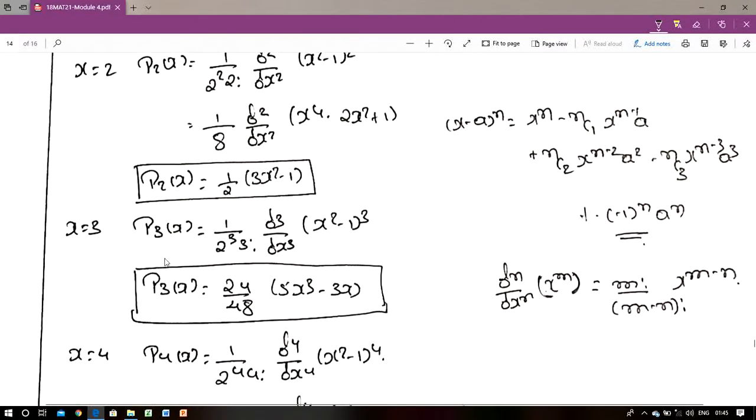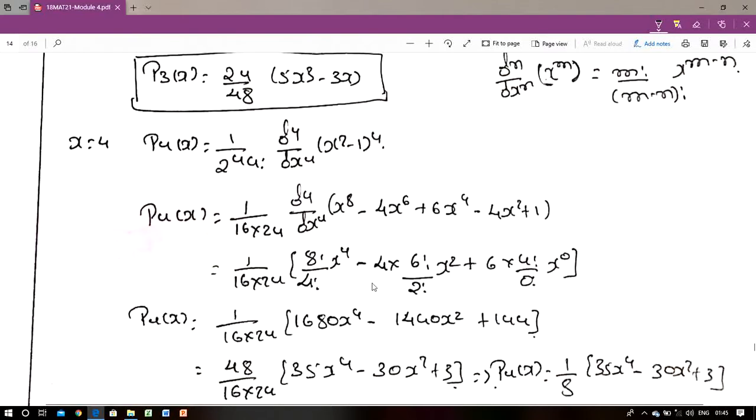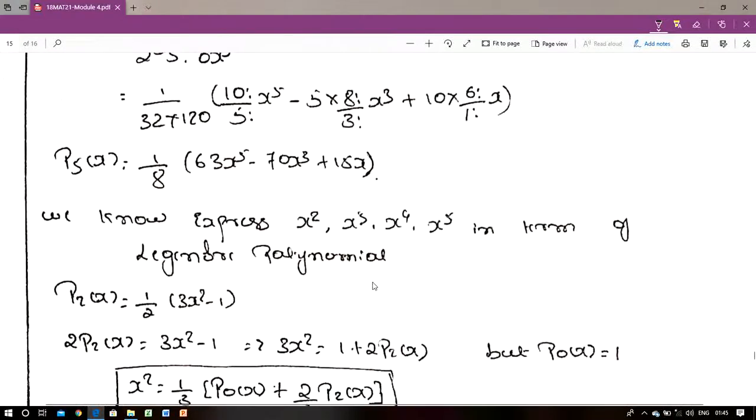Here we get P3 of x is equal to 1 by 2 cube into 3 cube into d cube by dx cube of (x square minus 1) whole to the power of 4. We differentiate this equation 3 times, and here we get 24 by 48 into (5x cube minus 3x). So like that we have to find this value.